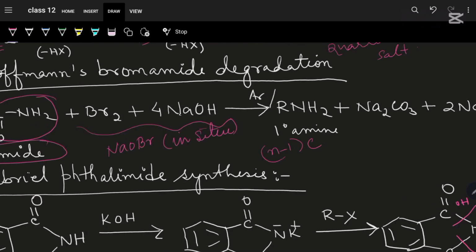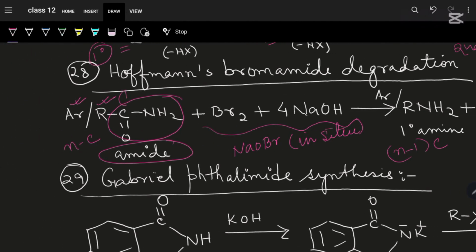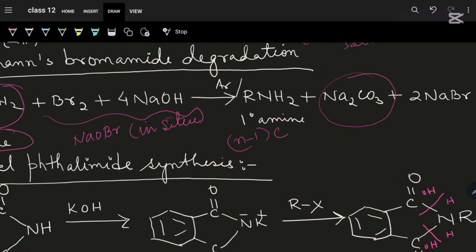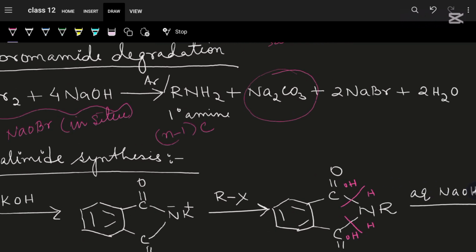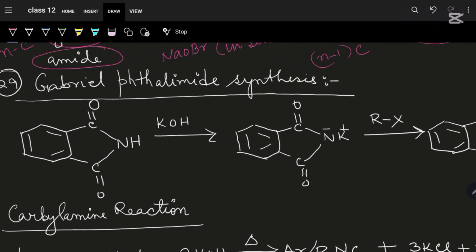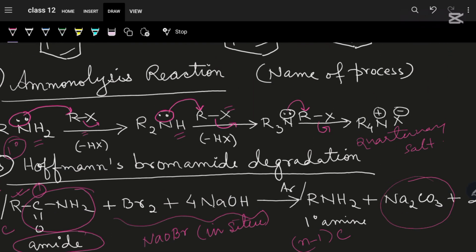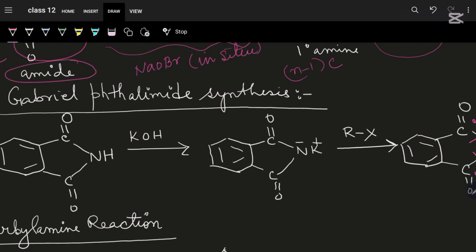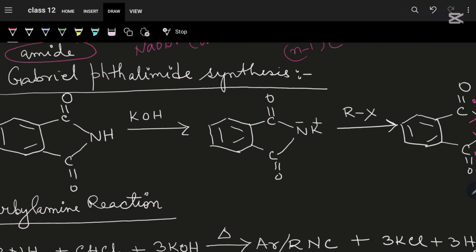Why one carbon atom less? Because you were having the amide carbon, and here that carbon is getting removed and it forms Na2CO3. So remember this reaction along with the balancing. Iodoform reaction. Remember that reaction along with the balancing. Gabriel phthalimide, like carbylamine reaction, iodoform reaction, Hofmann bromamide degradation. Now these all demand the balancing.